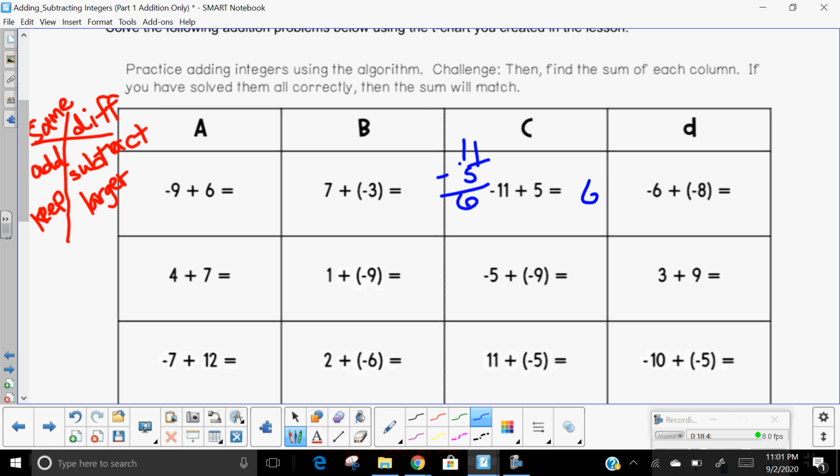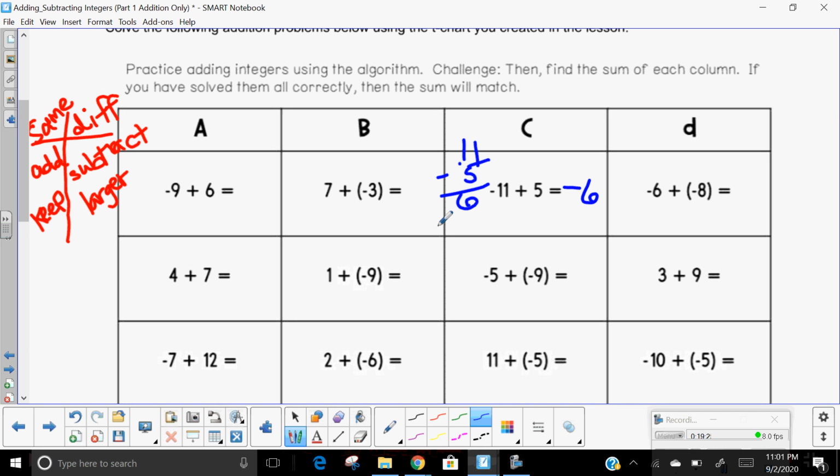So 6 is part of my final answer, but now I got to come back here and figure out what is the sign of my final answer. If the signs of the two numbers are different, I have to keep the sign of the larger number. Which one of these has the largest absolute value? Which one is farthest away from 0? Well, 11 units is greater than 5 units, so we're going to keep the sign that's attached to the 11. So that means this is a -6. That would be our final answer.